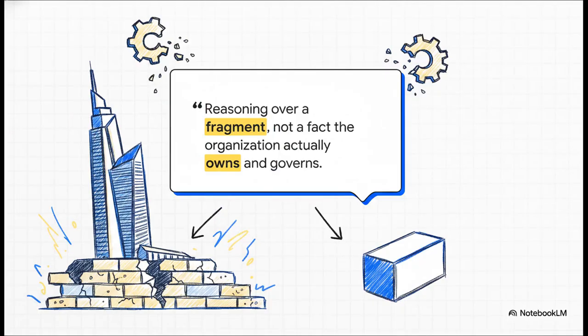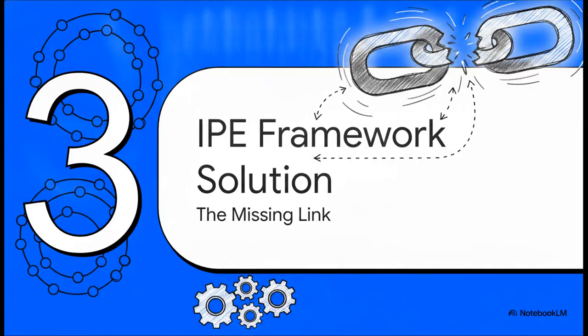John Kashat actually puts it perfectly. He says, every architecture inherits the same underlying weakness. It is reasoning over a fragment of a document, not over a fact the organization actually owns and governs. Think about that for a second. It's kind of like trying to build a state-of-the-art skyscraper on cracked bricks, right? A fragmented chunk is a broken foundation. It really doesn't matter how good your re-ranker or your embedding model is if the fact itself was just sliced in half during the indexing step. So how do we fix it?